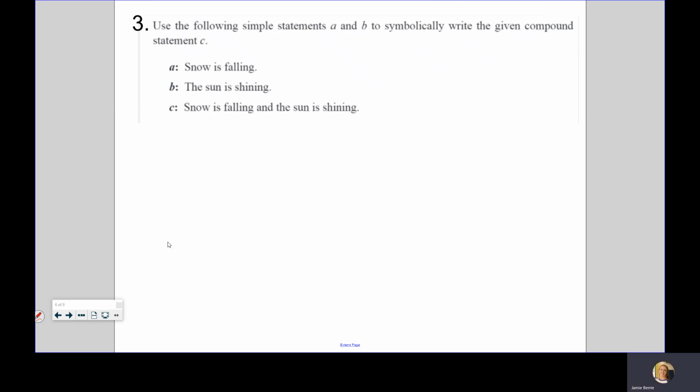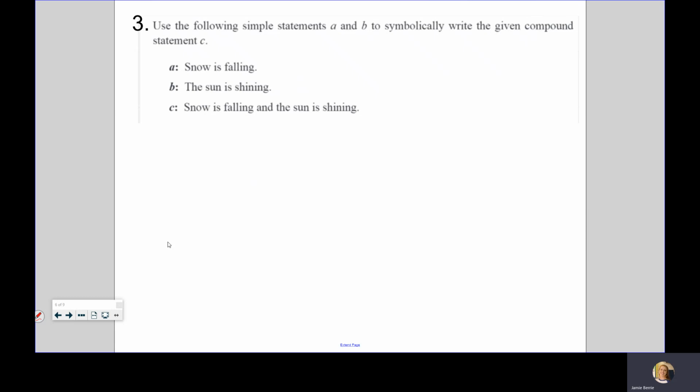A lot of the statements that they use in this section will seem kind of silly, like snow is falling, sun is shining. But they're just simple statements so that we can practice using these symbols. So if the statements sound kind of weird or really formal, don't let that worry you. They're using these simple statements to give us practice. These are pretty easy, especially compared to truth tables.